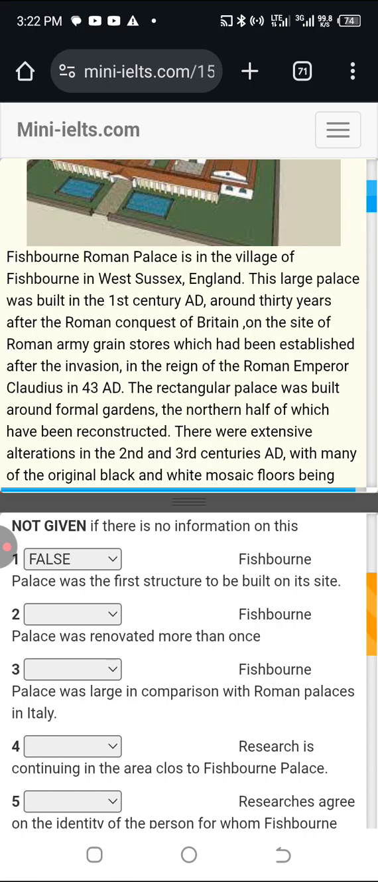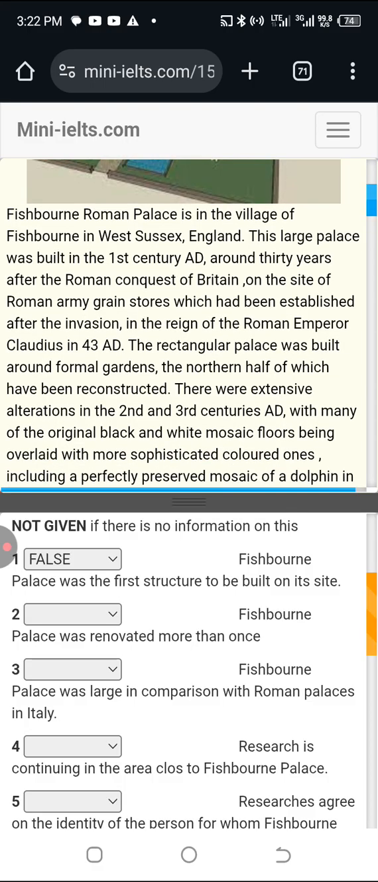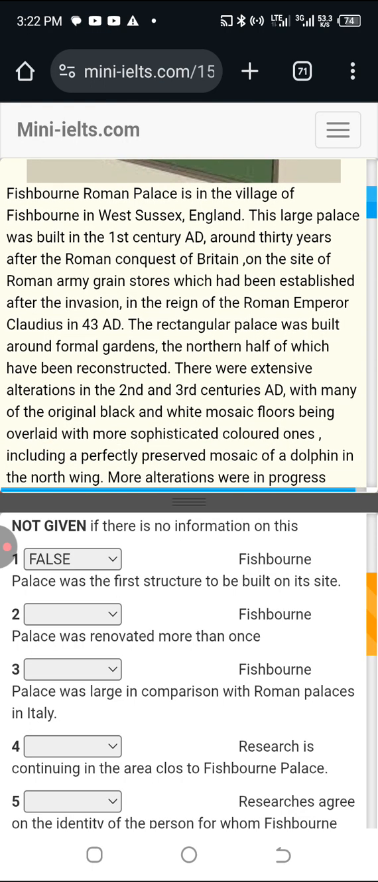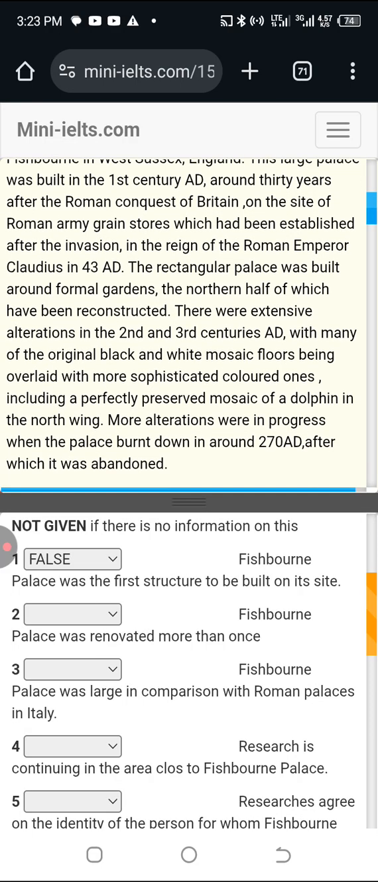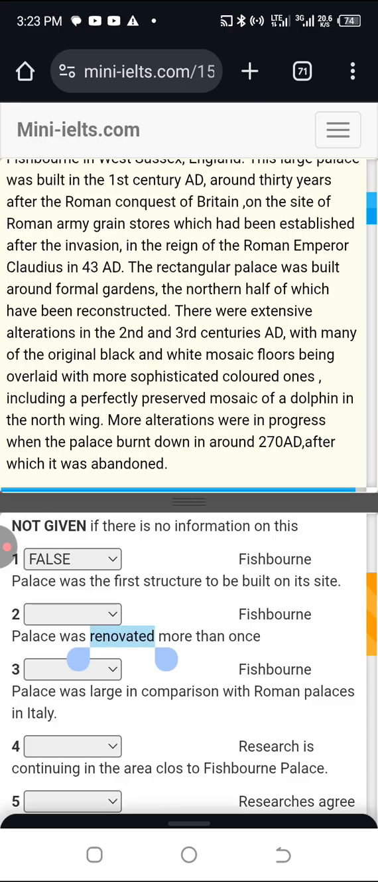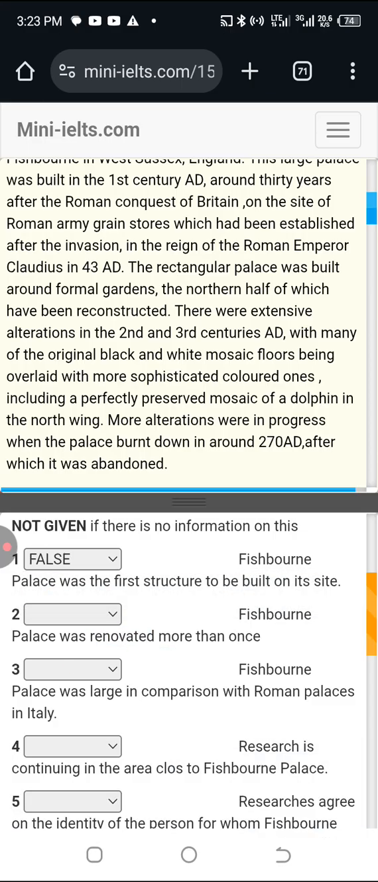Number two, Fishbourne Palace was renovated more than once. Okay, let's continue that paragraph. During the reign of Emperor Claudius in 43 AD, the rectangular palace was built around formal gardens, the northern half of which have been reconstructed. There were extensive alterations. That's renovation. Number two says renovated more than once. So renovation in the second and third, that means more than once. So number two is true.